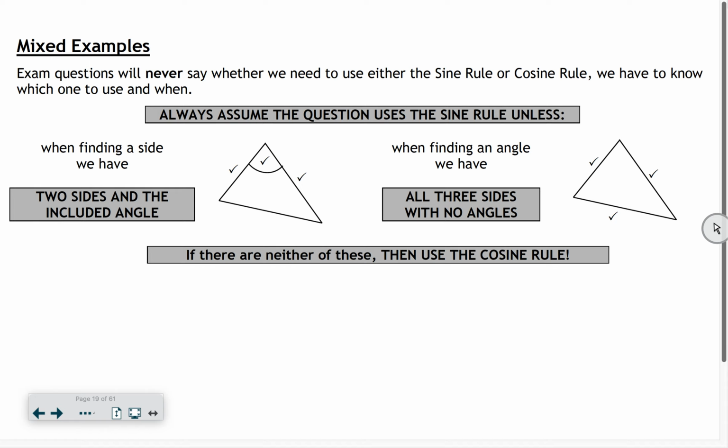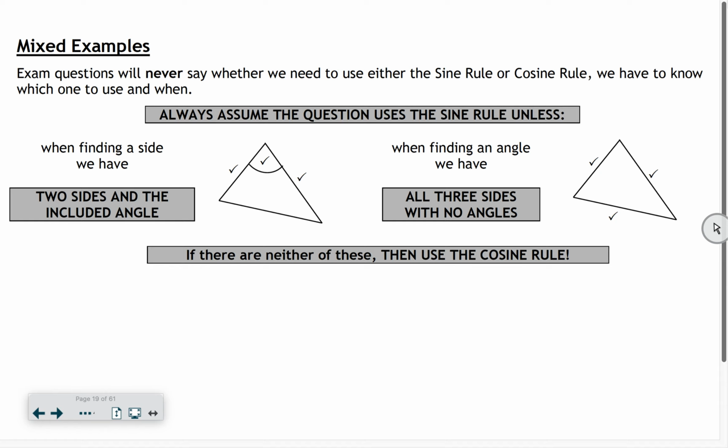Okay? So we've covered using the sine rule to find a side and an angle. We've covered using the cosine rule to find a side and an angle. Now all is fair game. My tip for you is to always assume that the question is using the sine rule unless you have one of these two situations.